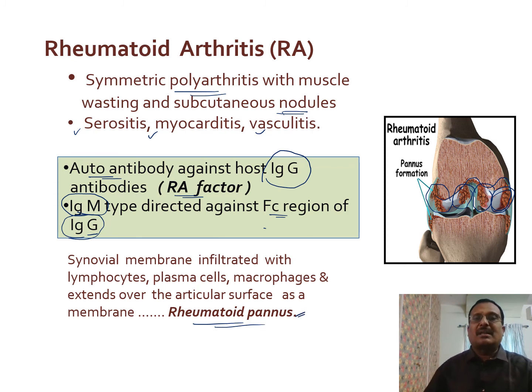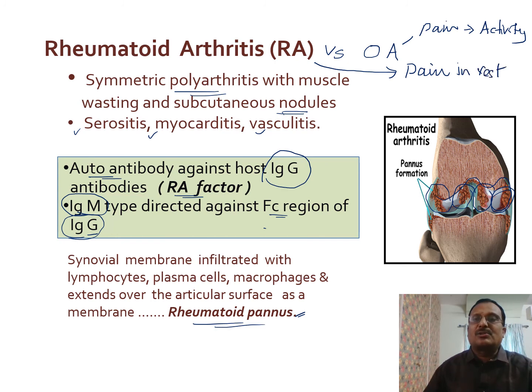So the important thing to remember is that rheumatoid arthritis has to be differentiated from osteoarthritis. In case of osteoarthritis, the pain is present with activity. With the activity, the people will feel pain. But in case of rheumatoid arthritis, pain is present even at rest.